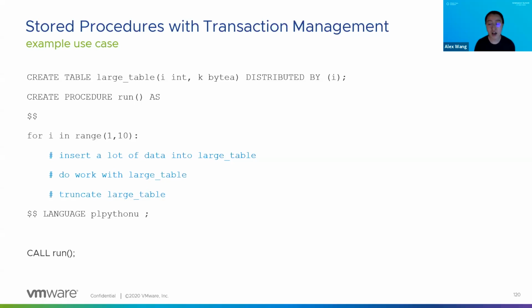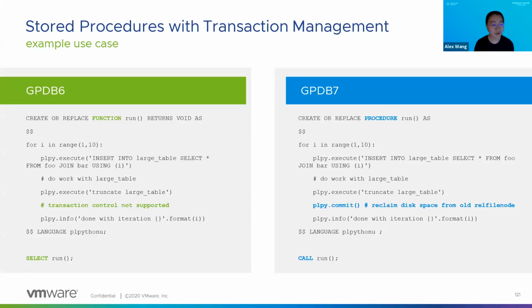And now let's compare how we write this procedure in Greenplum 6 and 7 in the next slide. There are really not many differences between the two pieces of code, apart from changing the names from function and select function to procedure and call procedure. The most important difference is that in GPDB 7, we added this one line, plpy.commit, which is not supported in GPDB 6. And with this ability to commit inside of a procedure, we can reclaim the space that is allocated for the truncated table immediately after we finish using it at the end of each iteration, which otherwise can only be reclaimed at the end of the entire procedure call.